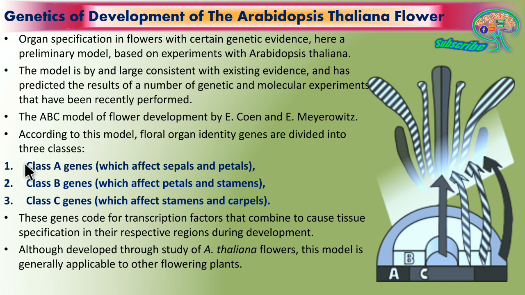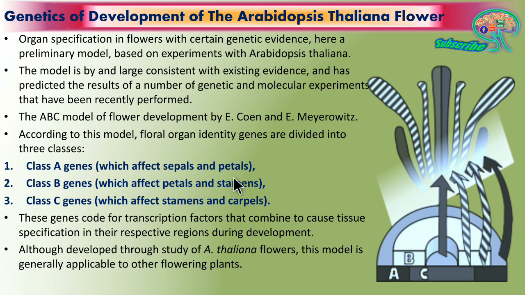According to this ABC model, Class A genes affect sepals and petals. Class B genes affect petals and stamens. Class C genes affect stamens and carpels. So here, these three classes have combined expression, where this expression is overlapping on the two different adjacent organs in the developing process of the flower.